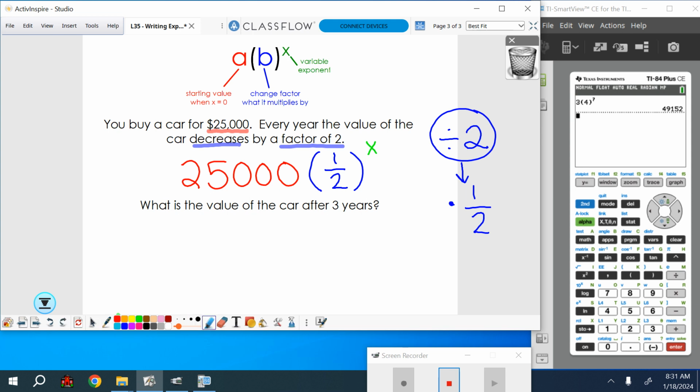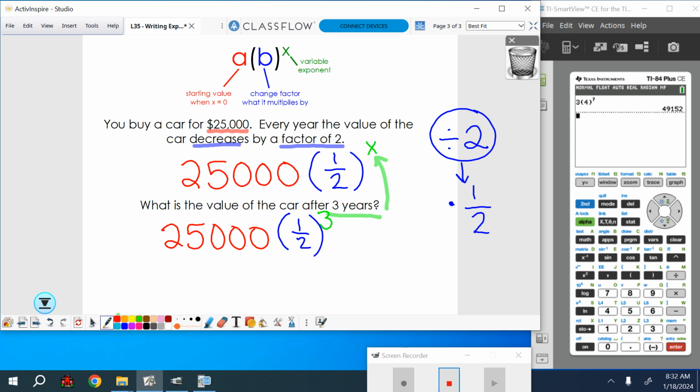Now, to solve this next problem, it says, what is the value of the car after 3 years? Remember, that's where we're going to plug in the 3 for our exponent. So what we have is 25,000 is our starting amount. It's decreasing by a factor of 2, so that's going to be times 1/2. And we want to know how much it'll be worth after 3 years. So my exponent's going to be a 3.